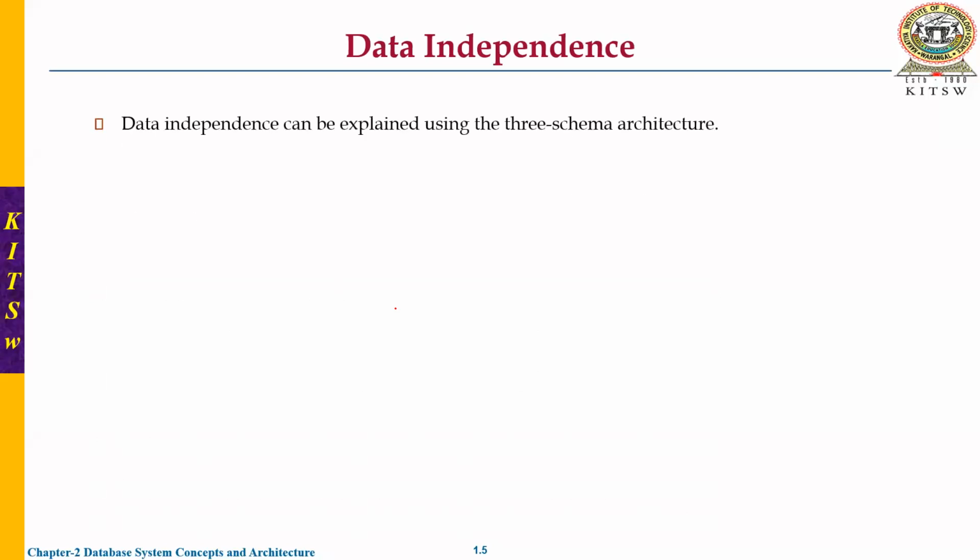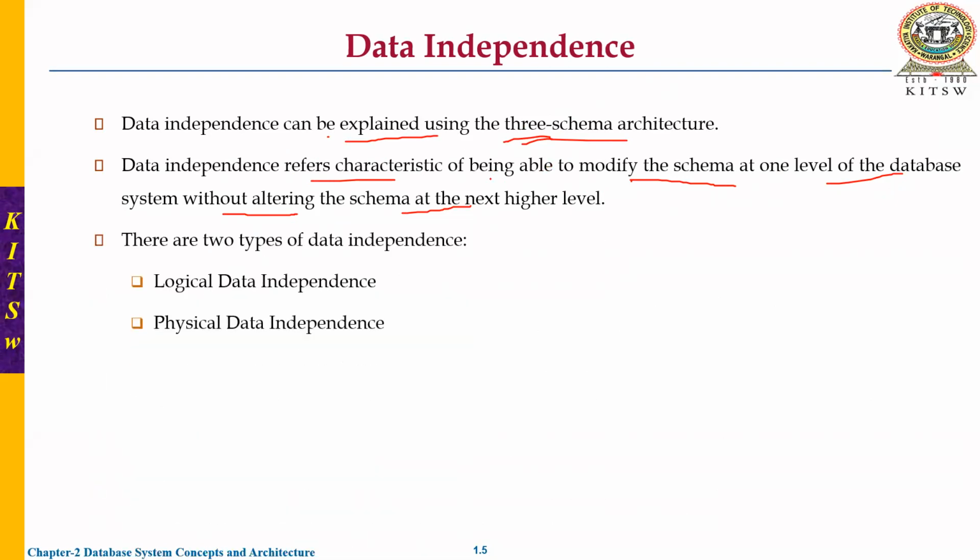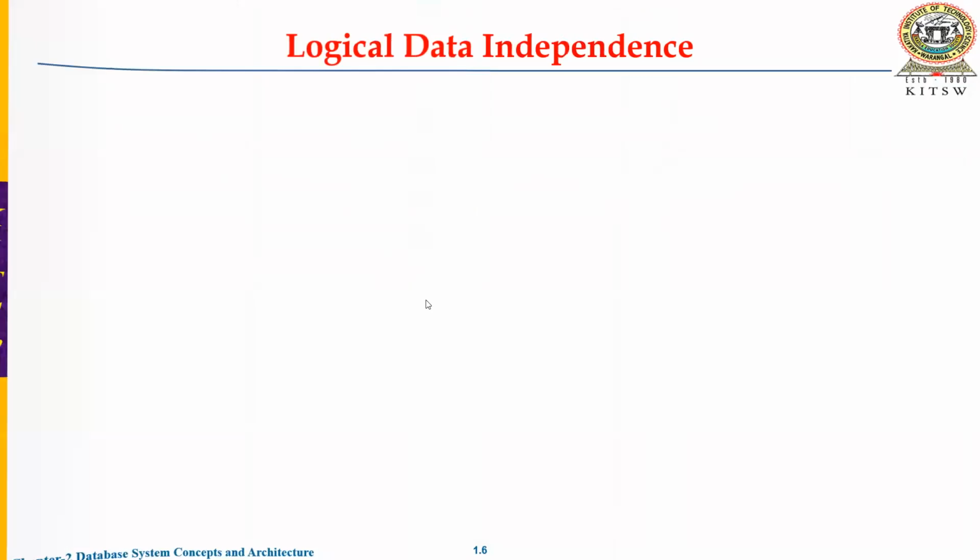Data independence. Data independence can be explained using the three schema architecture. Data independence refers to the characteristic of being able to modify the schema at one level of the database without altering or updating the schema at the next higher level. This three schema architecture we have already discussed in the previous video. There are two types of data independence: one is logical data independence, the other one is physical data independence.